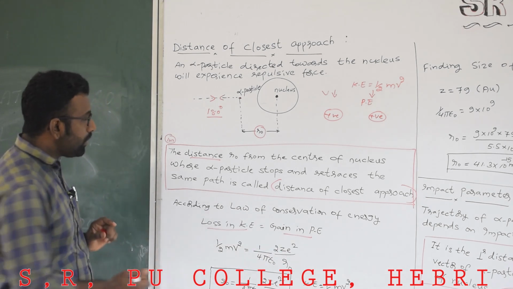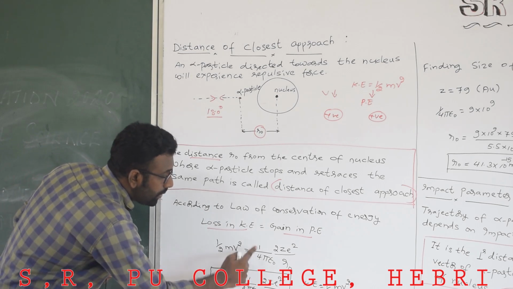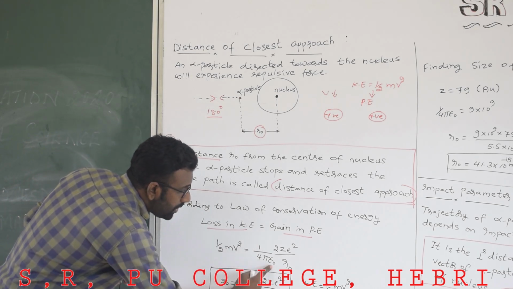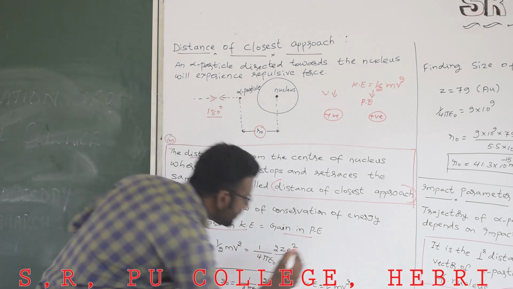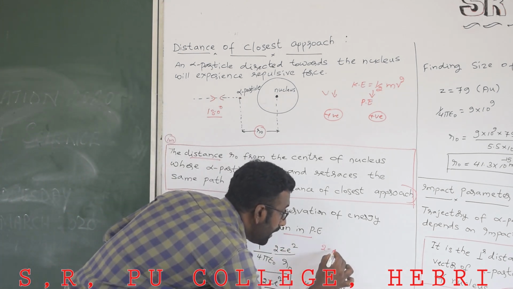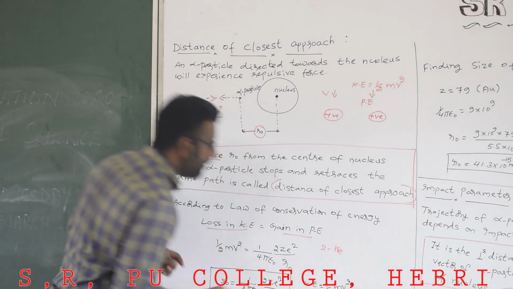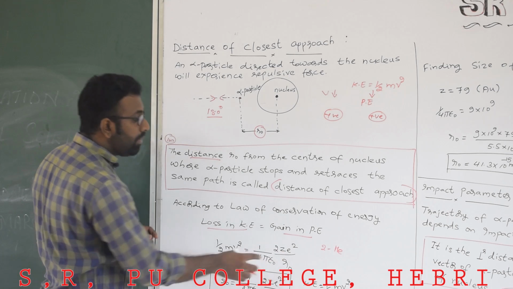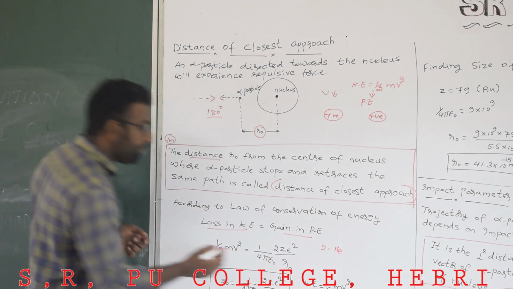I can write the equation: half mv square is equal to 1 by 4 pi epsilon naught times 2 Z square divided by r0. What is this 2? 2 is the atomic number of helium. Then Z is the atomic number of the nucleus. We don't know which nucleus, we can take any nucleus.